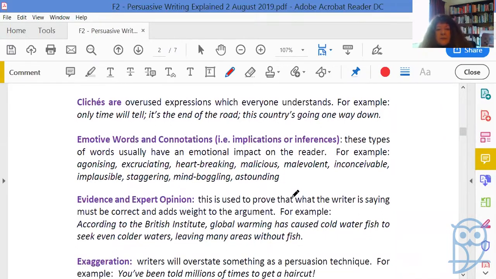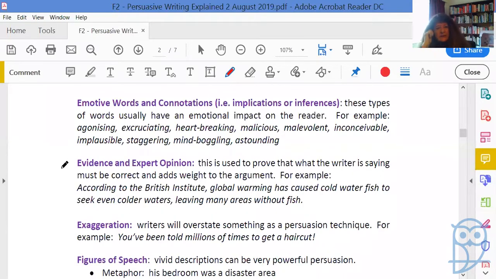Right? What about another thing that's a bit like using logic here, which is evidence and expert opinion. This is used to prove what the writer's saying must be correct and adds weight to the argument. For example, according to the British Institute, global warming has caused cold water fish to seek even colder waters, leaving many areas without fish, which of course are feeding people. So if the fish are going further and further north to the North Pole or further south to the South Pole, that's going to leave a bit of a mess because they're looking for cold water. It's getting too hot because of global warming. So that was an expert opinion.